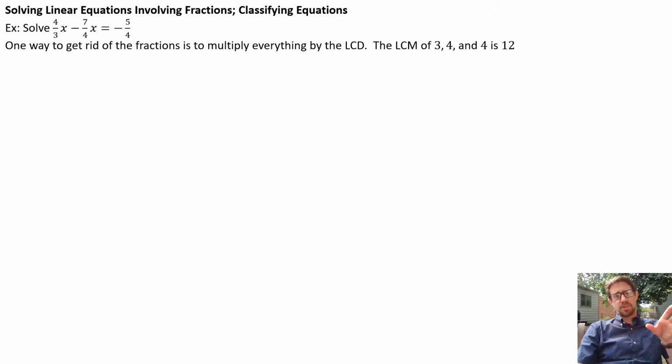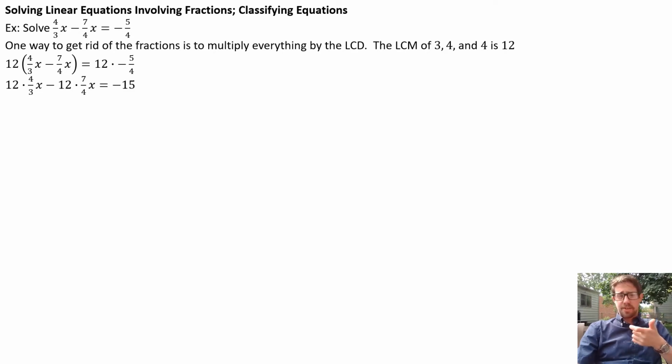So before we even do it, though, convince yourself that that's going to work. If we do 4/3 times 12, it'll cancel out the 3. If we do 7/4 times 12, it'll cancel out the 4. If we do 5/4 times 12, it'll cancel out that 4. So as long as we do it on both sides, which we can, we'll be left with an equation that doesn't have any fractions. Like that. So use the distributive property, right, to distribute it to every term.